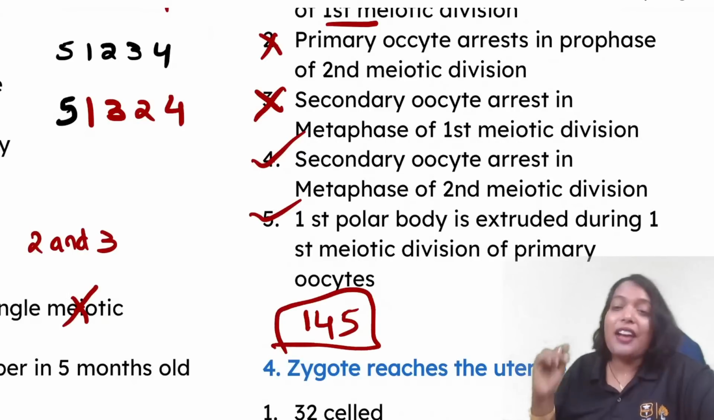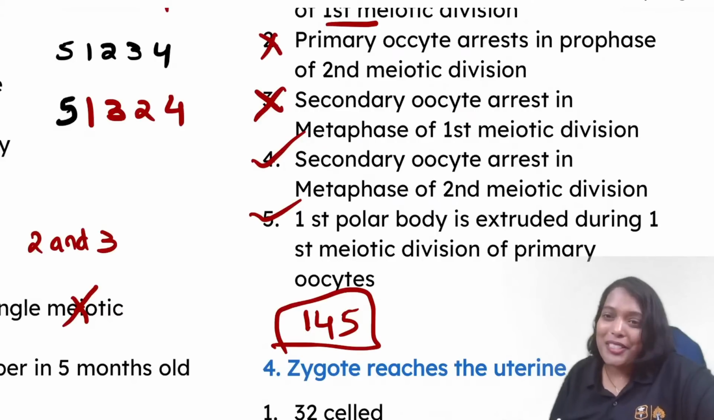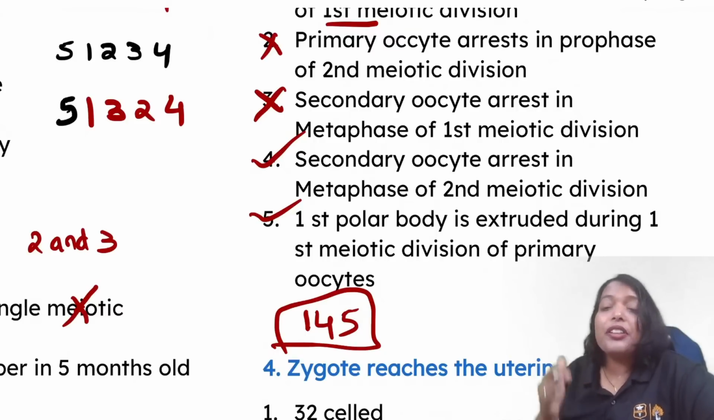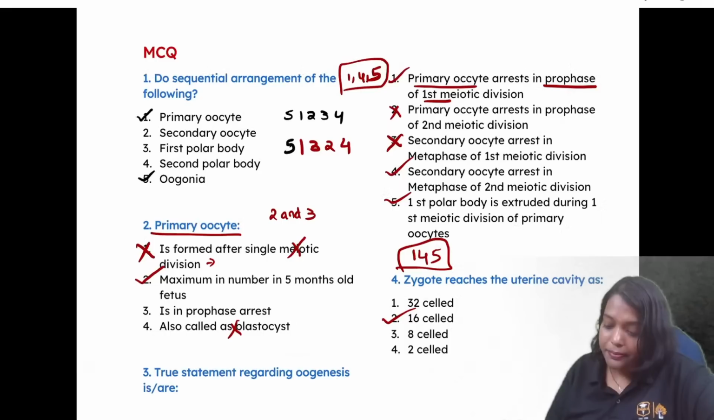So this finishes our first topic, the basics of reproduction, where we have learned gametogenesis, that is spermatogenesis and oogenesis, and we have learned implantation and fertilization, right? We have solved the MCQs also here. Let's go to the next topic, that is the placenta.